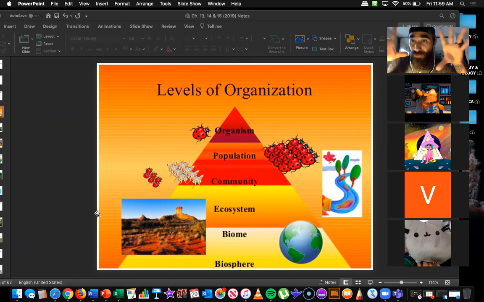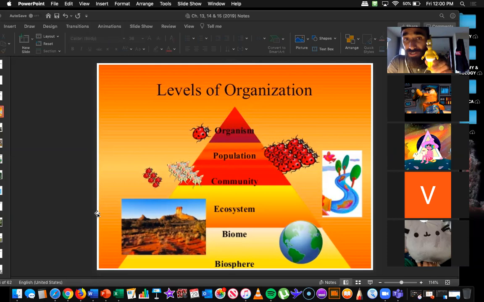It goes like this. With organism, how many ladybugs do you see? I see one. Just one, right? So check it out. Fortunately, I have lots of Simpson toys, so I can do this, okay? An organism literally is just one individual belonging to a species. That's an organism.